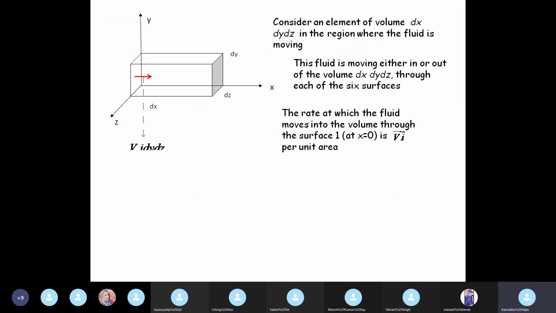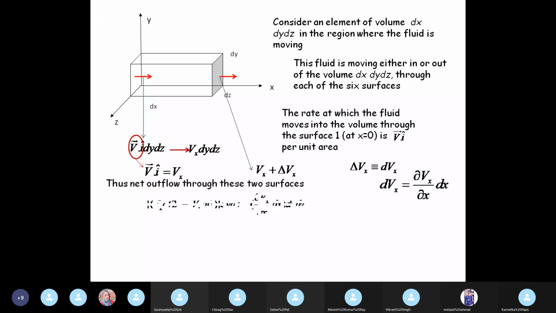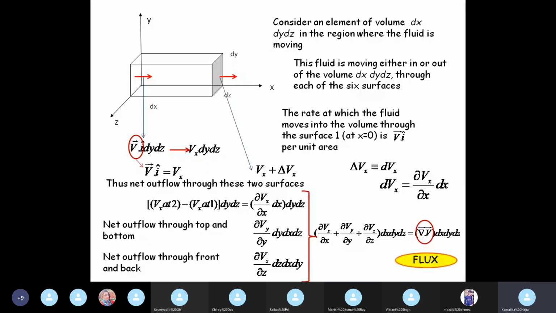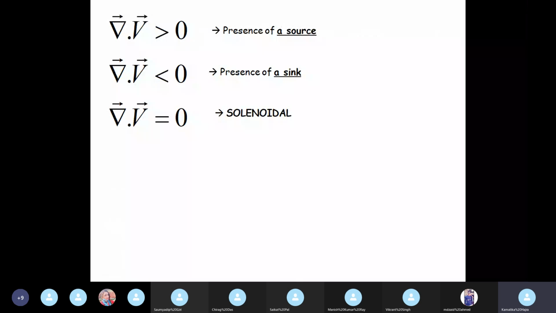I will not go through the derivation of this. This is for the honor students, but all this detail you don't require. Just remember that if the divergence of a vector is greater than 0, it indicates the presence of a source. So what do I mean when I say that divergence means flux? We will require this interpretation when we do electrostatic field. That is why I am telling you.